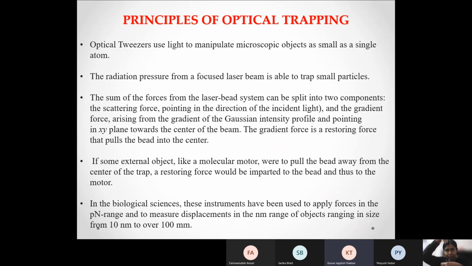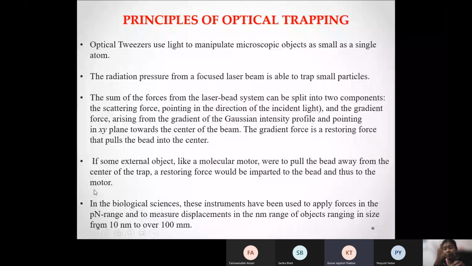At the same time, you have light falling on this bead, and there is scattering occurring in the same direction as the incident beam. Both of these two systems are helping to keep this bead in the spot, suspended in the spot. So you're able to hold the bead in the spot. So if some external object like a molecular motor were to pull the bead away from the trap, a restoring force would be imparted to the bead and thus to the motor.